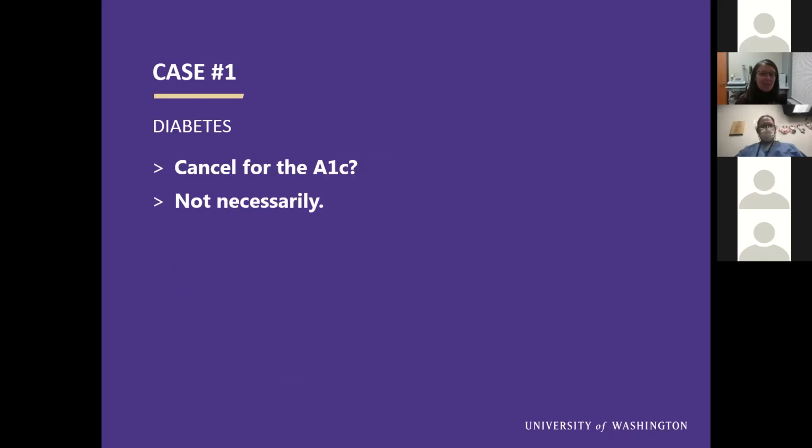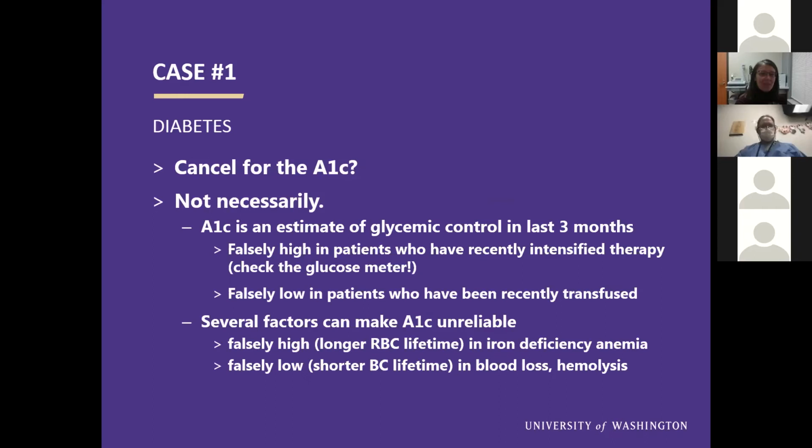So should we cancel for the A1C? Not necessarily, and it's because A1C, as Dr. Wilkerson started to tell us in his talk, is an estimate of glycemic control in the last 3 months. It is falsely high in people who have recently intensified therapy, like our patient. So imagine the lifespan of a red blood cell, it's about 3 months, which is why the A1C gives us an idea of glycemic control over the past 3 months.